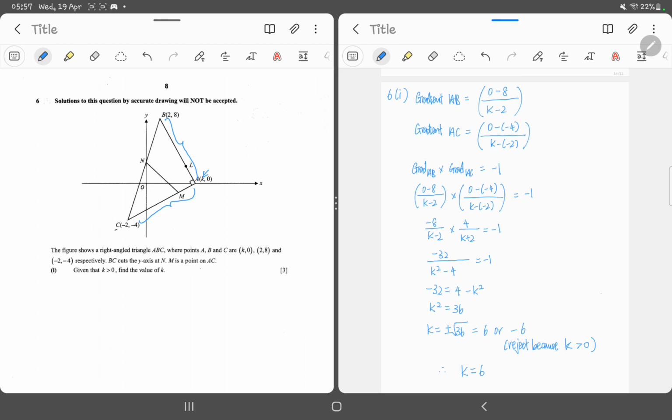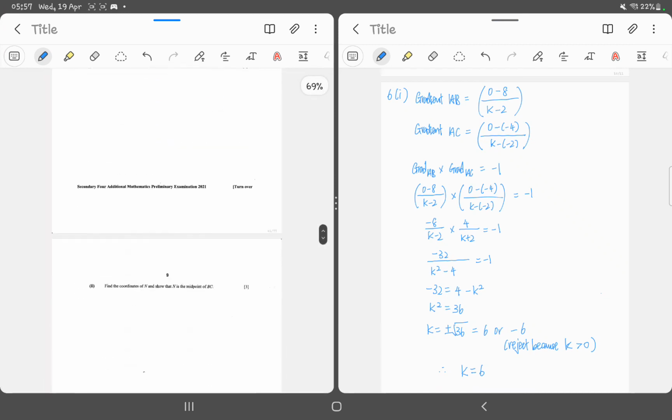Quite okay. We are using the fact that for two lines that are perpendicular to one another, the gradients of the two lines multiplied together equal -1. When you know this and apply it, you can get the answer for part I easily after some calculations. So let's move on to part II.